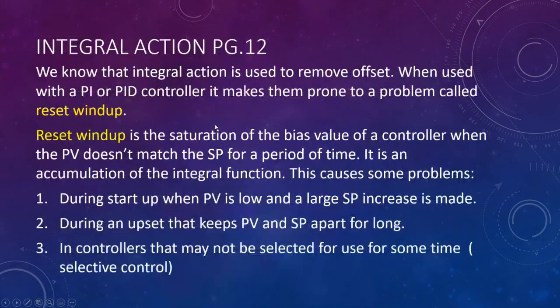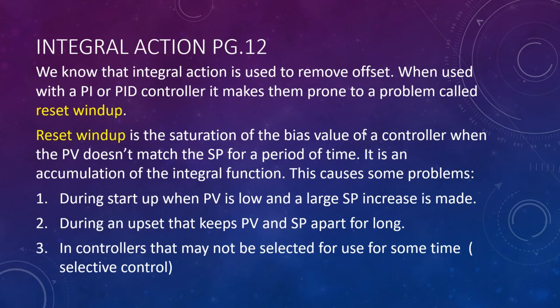All righty, integral action. What do we know about integral action? We know that integral action is used to remove offset. When used with a PI or PID controller, it makes them prone to something called reset windup, another very important term you probably heard last year, but it's a big term in third year, and it's also a big term in fourth year. So kind of important that you understand what reset windup is. And the fancy science definition of reset windup is the saturation of the bias value of a controller when the PV doesn't match the set point for a period of time.